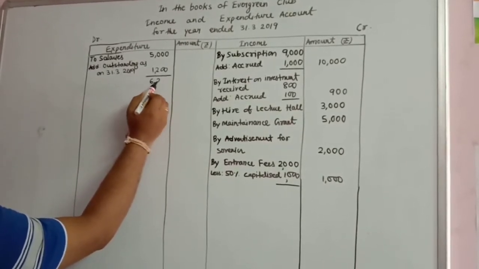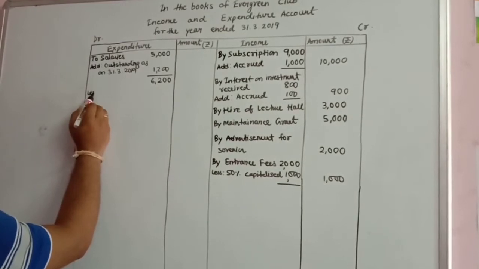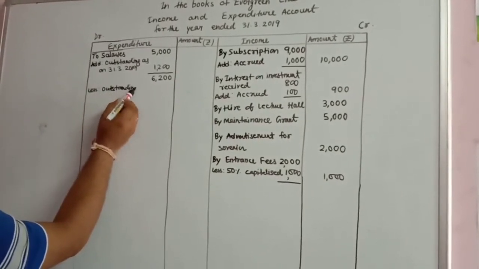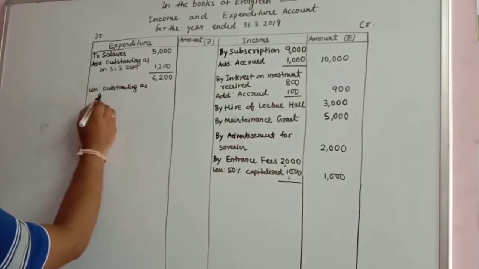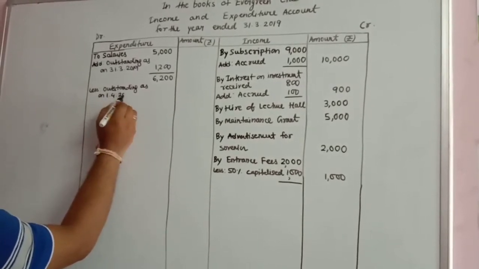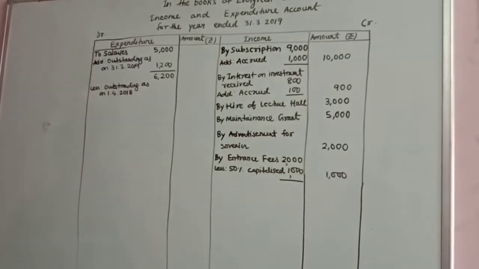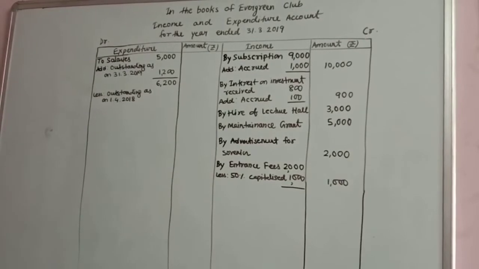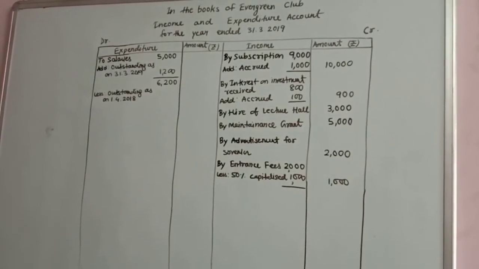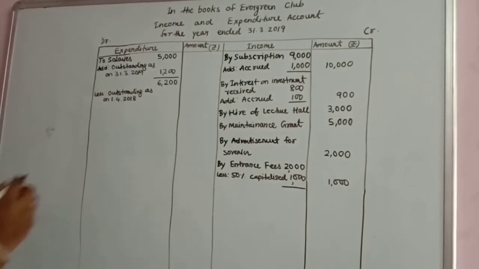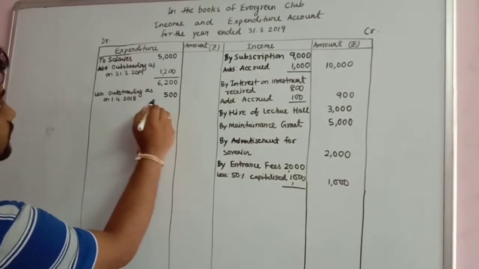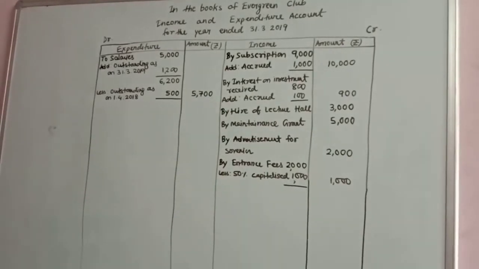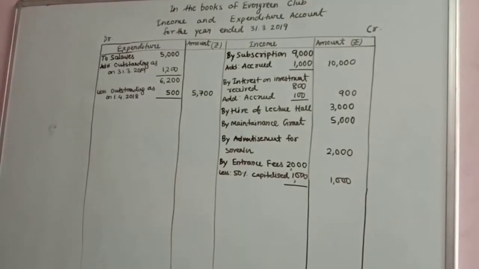So it comes 6,200. You will deduct outstanding as on 1/4/2018, that is the previous year, 31st March 18 and 1/4/18. The balance is same, and you had an outstanding in the previous year amounted to rupees 500. We will deduct that. So it comes up to be 5,700 as the amount of salary.